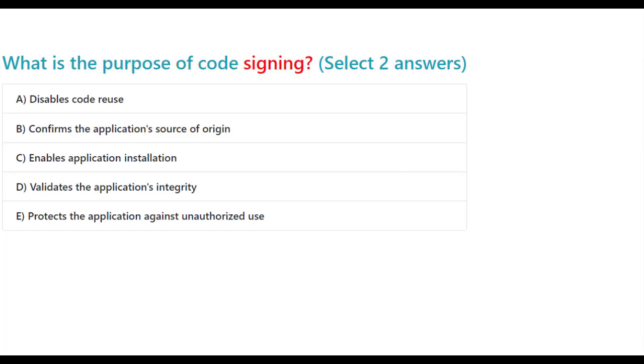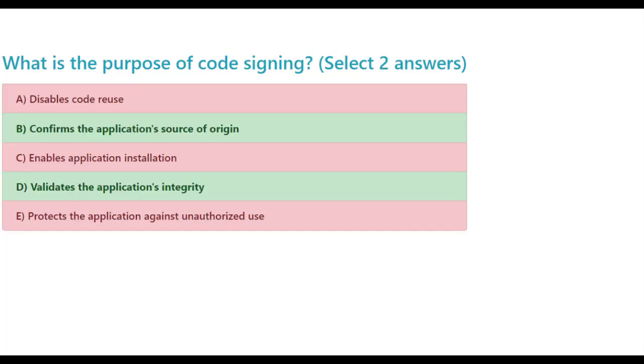What is the purpose of code signing? Select two answers. A. Disables code reuse. B. Confirms the application's source of origin. C. Enables application installation. D. Validates the application's integrity. E. Protects the application against unauthorized use. The correct answers are B. Confirms the application's source of origin, D. Validates the application's integrity.